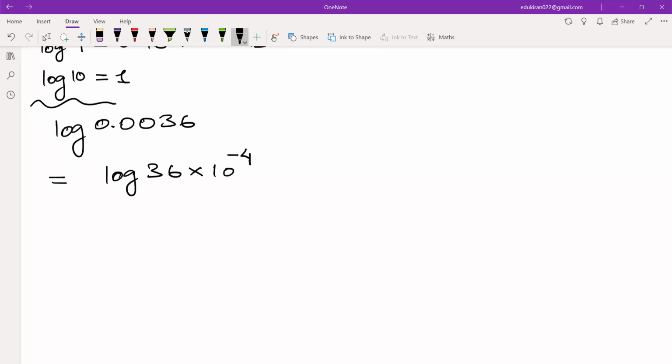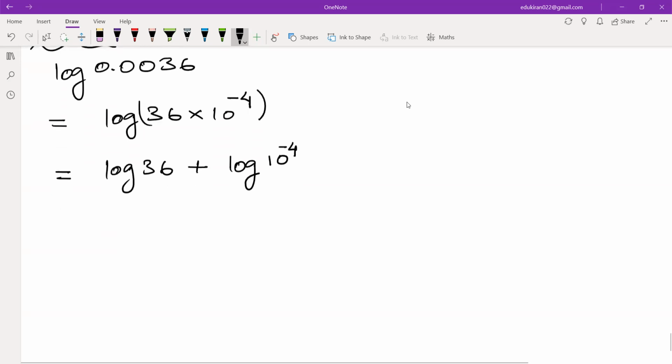Any problem? Order of magnitude. Then you can write log of 36 plus log of 10 to the power -4.